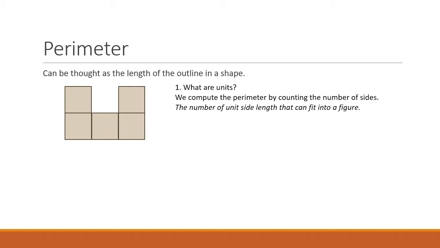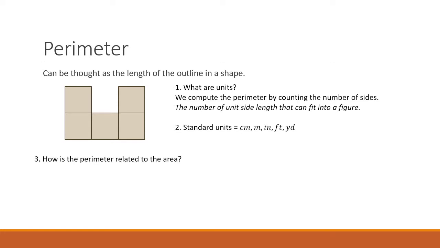Well, we can compute the perimeter by just simply counting the number of sides. And in this case, you can describe the perimeter as the number of unit side lengths that can fit into the boundary of a figure. Now, standard units, because this is length, will be centimeters, meters, inches, feet, yards, or any unit of length.